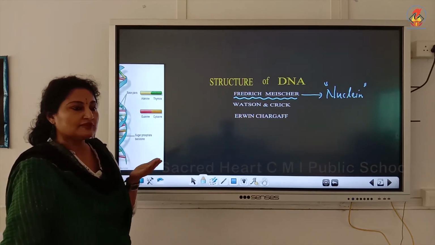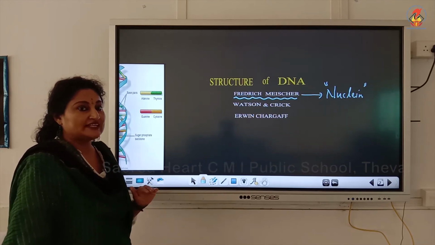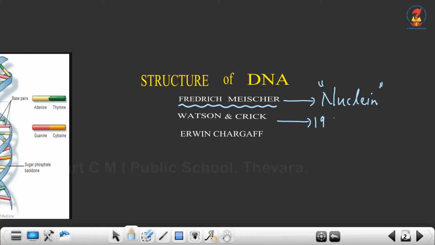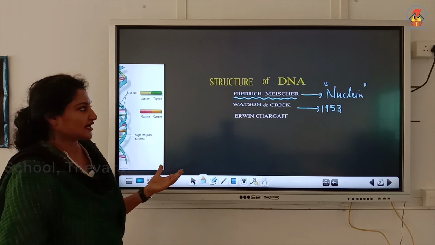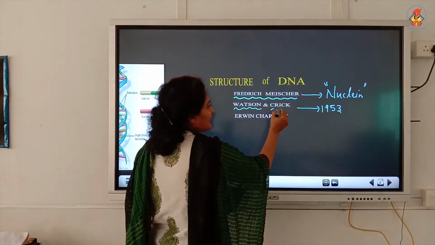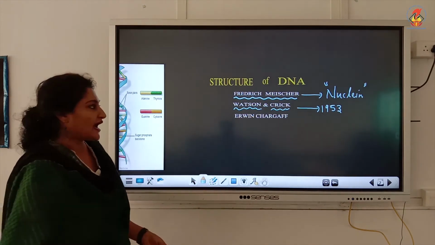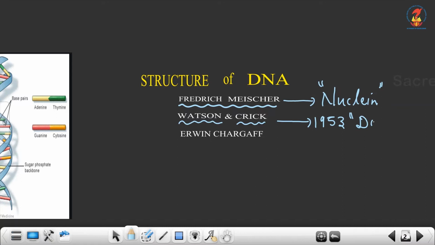So for a long time the elucidation of DNA was elusive, not disclosed, until 1953 when two different scientists isolated the DNA using X-ray diffraction data. The two scientists are James Watson and Francis Crick. Using X-ray diffraction data, they isolated the DNA and proposed the double helix structure. This double helix structure is now the widely accepted model for the structure of DNA.